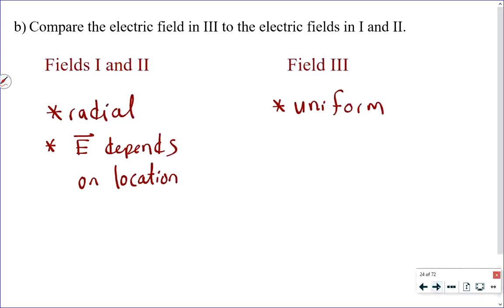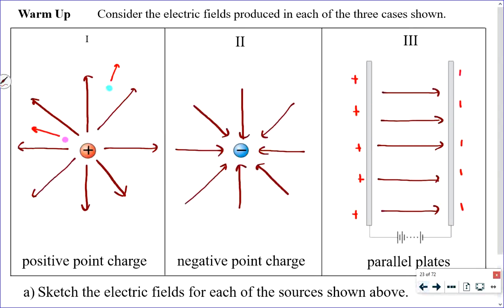Whereas when you take a look at field 3, the electric field depends on... I don't want you to say nothing. I know the electric field is the same everywhere, but I'm asking you a different question now. What do you feel you could change in that third electric field diagram to get a different electric field?